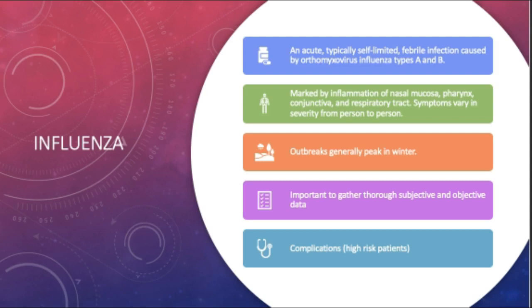You can do a CBC. Typically, they'll have a normal white blood cell count, or they might even have a lowered white blood cell count, or the leukopenia they might have. A rapid influenza PCR, which is a swab, you can do that to show a positive influenza, and then a chest x-ray if indicated. So if you're thinking that there might possibly be a pneumonia in there as well, then I would say go ahead and do that chest x-ray.